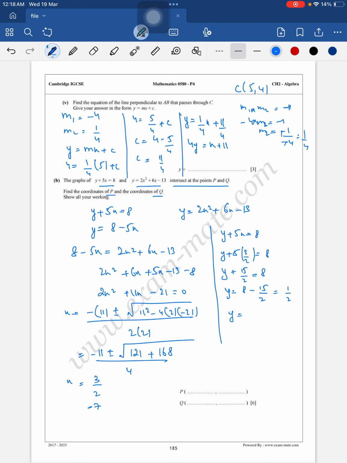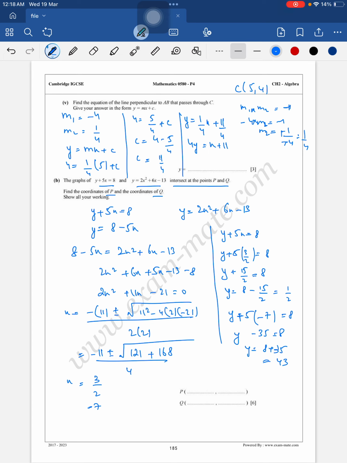Second, y plus 5x, x is now minus 7, is equal to 8. So y, 5 into 7 is minus 35, is equal to 8. y is equal to 8 plus 35, which is equal to 43. Right, so the two answers of x and y are obtained.